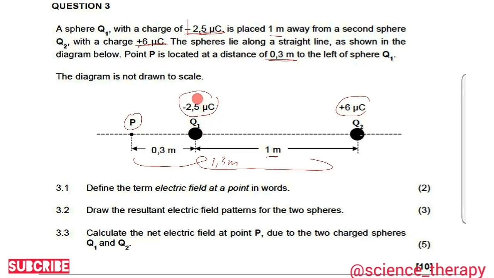Then 3.2 says draw the resultant electric field pattern for the two spheres. We can see that they are oppositely charged, right? They are unlike charges. So this one is negative and this one is positive. Now we know what happens when we have unlike charges: we will experience a force of attraction, right? So having to draw the electric field pattern for that, on this side we have a negative, and on that side we have a positive. And then we know this is attraction.